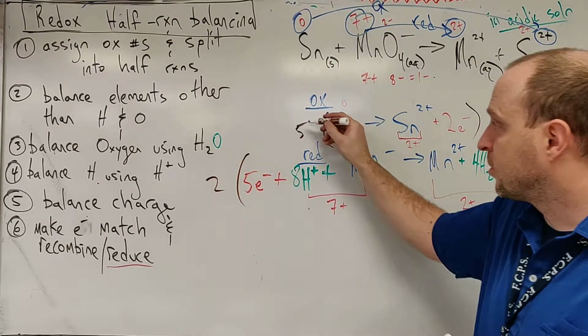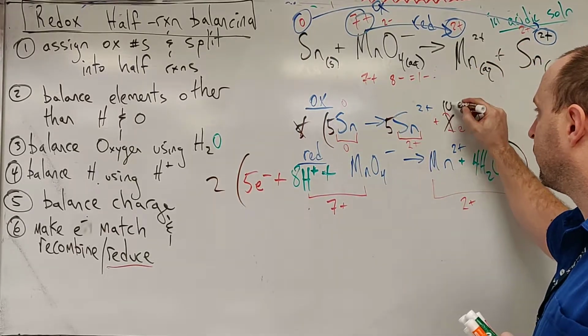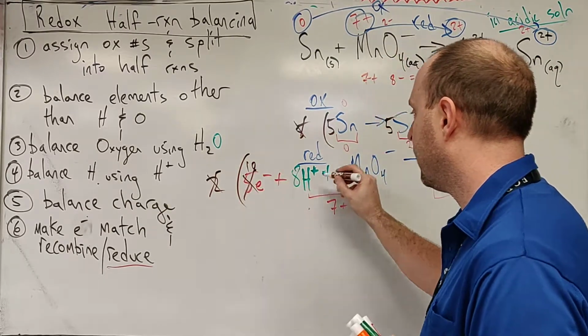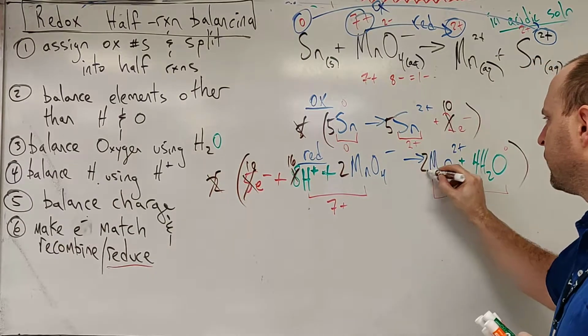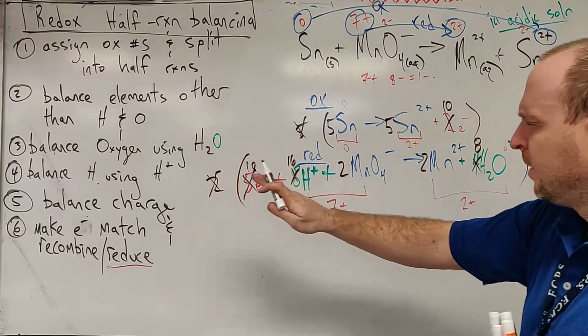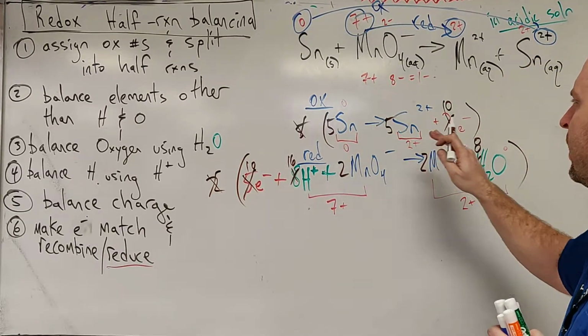So I will distribute it right away so that I don't forget to do it later. That's a really, really important step in my opinion, because it's a very, very common place for people to make mistakes. All right, 2 there, 2 there, 8 there. All right, so we should have 10, 16, 2, 2, 8, 5, 5, and 10.